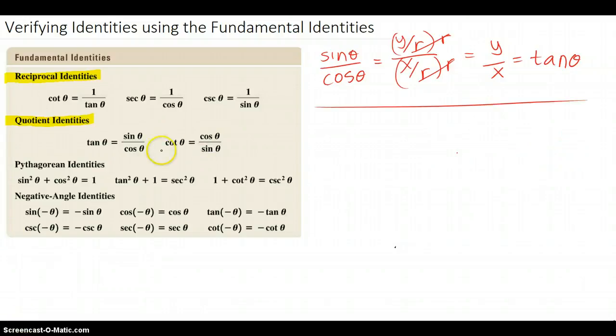And cotangent could be done a similar way. The next grouping is the Pythagorean identities. The first one we've seen from the first chapter. Sine squared of theta plus cosine squared of theta is 1. This can be proven a similar way.